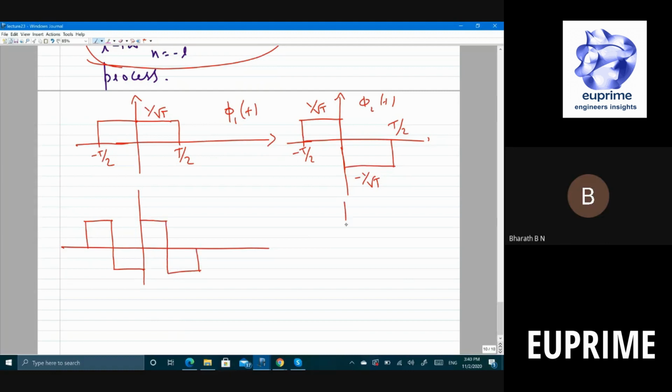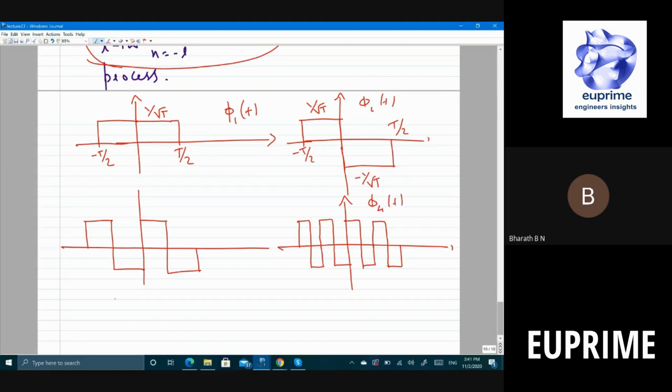Phi4 of t would be much smaller than this, right? And then again, you should have one more here. So this should come over here, and this should come here, and then this should come here like this. Okay, so this is phi4 of t.